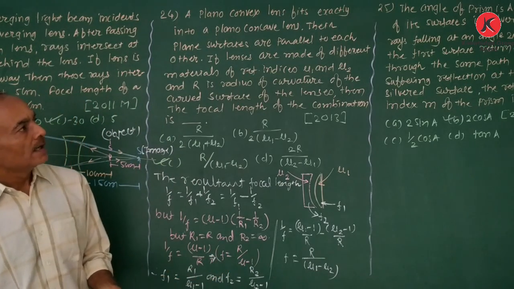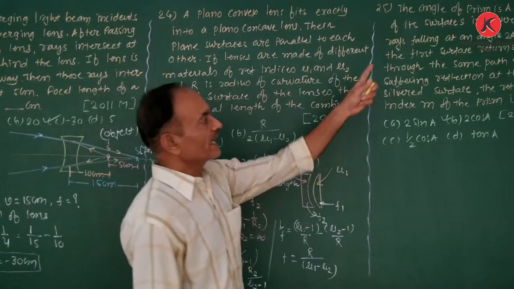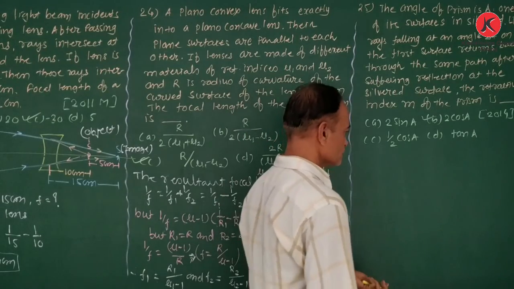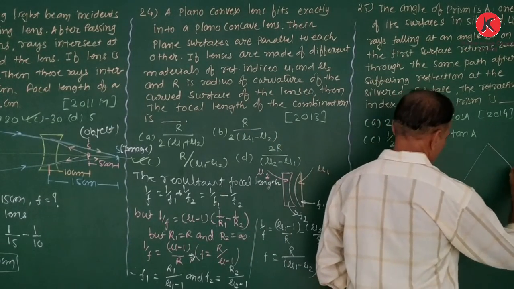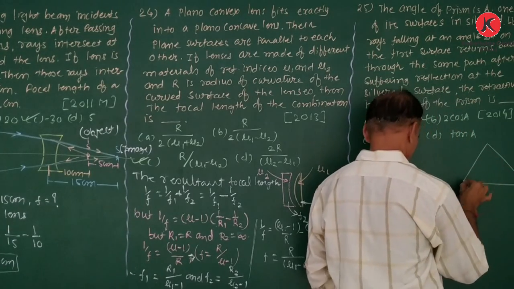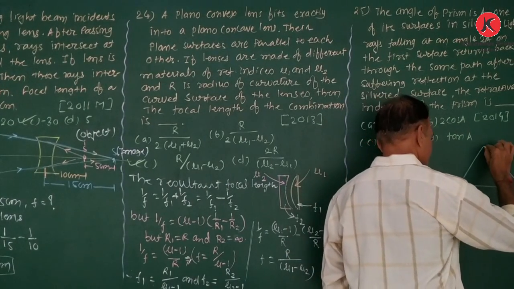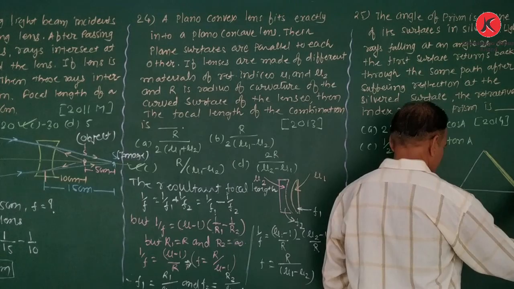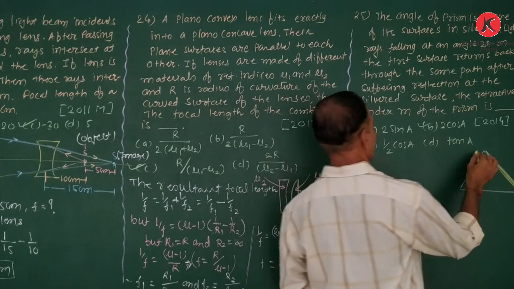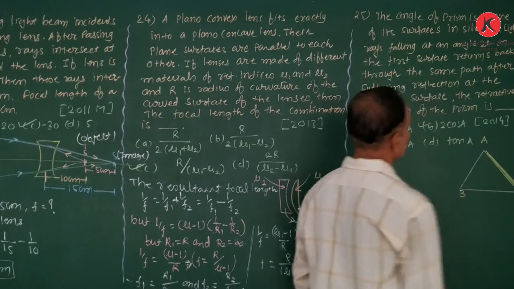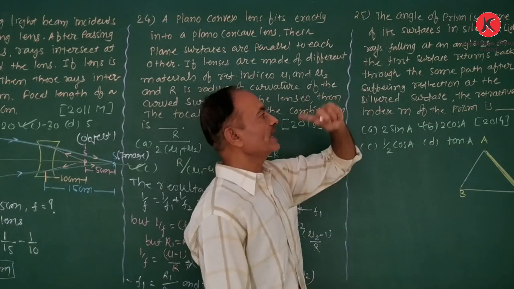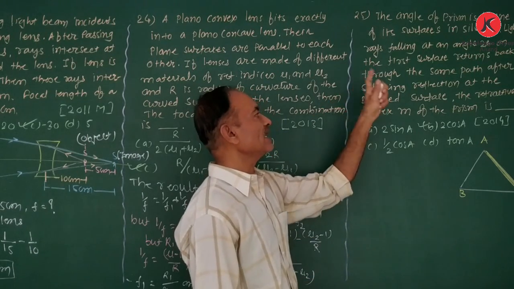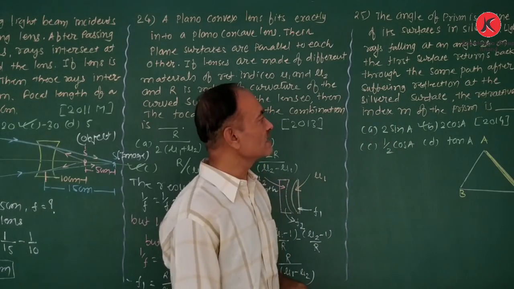Okay. Now next, question 25: the angle of prism is given A. One of its surfaces is silvered. We draw the prism. Suppose this surface is silvered, that means the reflecting surface. That is the prism ABC. Light is falling at an angle 2A on the first surface, and returns back on the same path after suffering the reflection at the silvered surface.